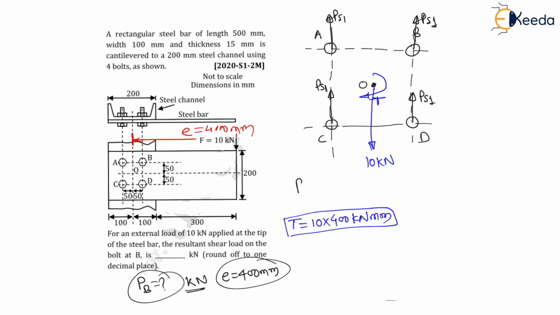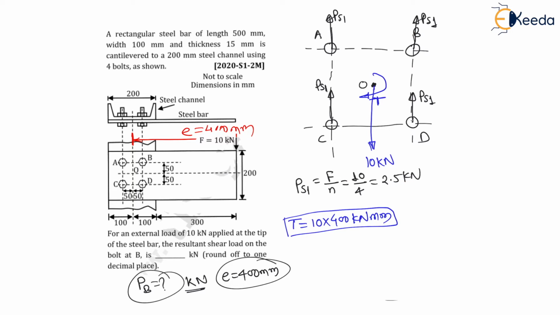And my dear students, this primary shear load is nothing but calculated as total force divided by number of bolts. The total force in the downward direction is 10, divided by the number of bolts, which is 4, therefore it is 2.5 kilonewton. Therefore simply we can say in each and every bolt there will be an upward primary shear load of magnitude 2.5 kilonewton.